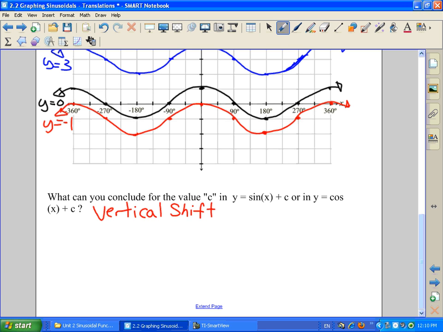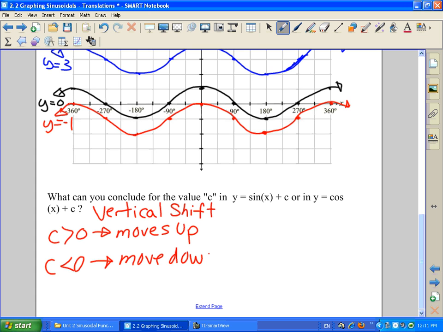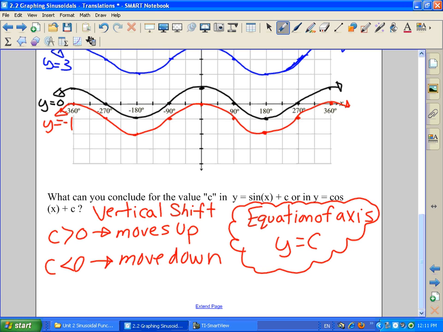They call it vertical shift, which is just like your vertical translation. If C is greater than 0, it moves up, just like in the warm-up. And if C is less than 0, it moves down. One thing to note is that we now know the equation of axis is y equals c. That's one thing we've developed out of here that you're going to want to take with you. All right, so that's the C, or the vertical shift.